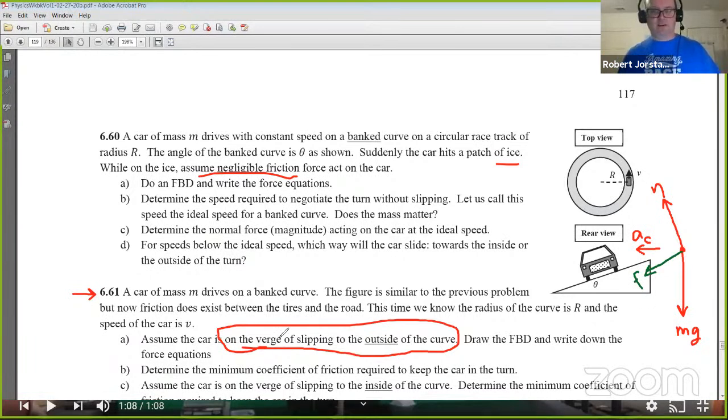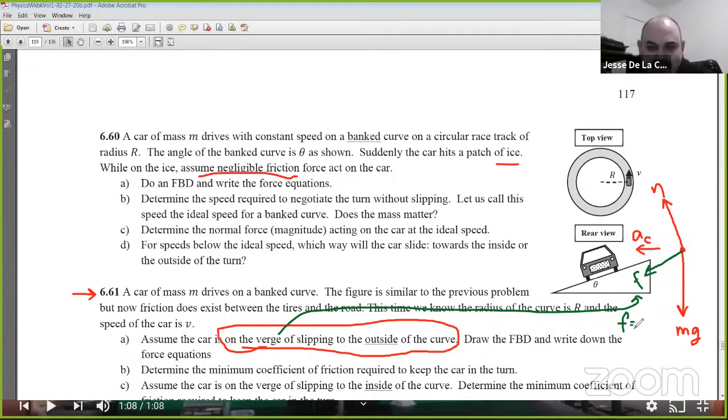Now it says it's on the verge of slipping. What can I use for friction? Static. Less than, equals. If it's on the verge of slipping, equals. And notice it even says here, determine the minimum coefficient of friction. So that's another key word, minimum. When I see that word minimum, usually that means it's on the verge of slipping. All right, so got it.